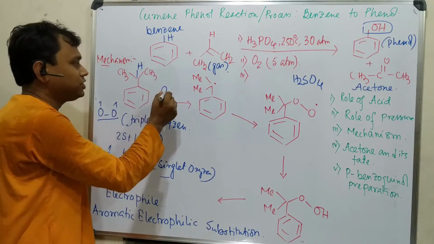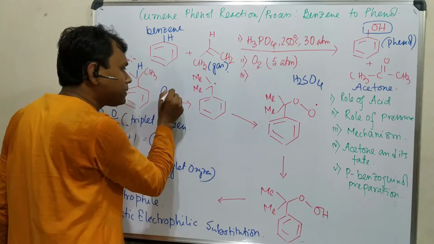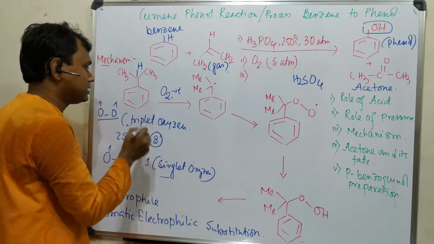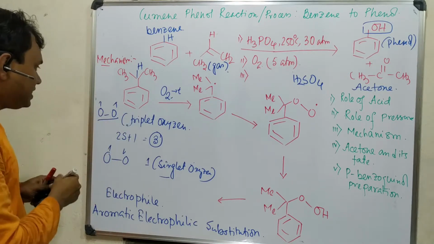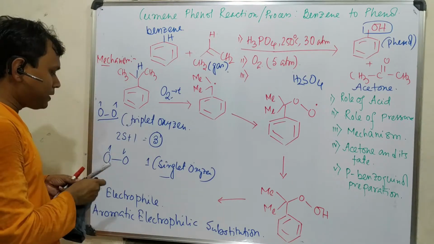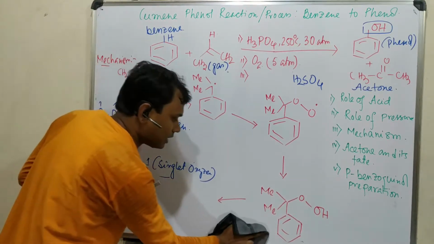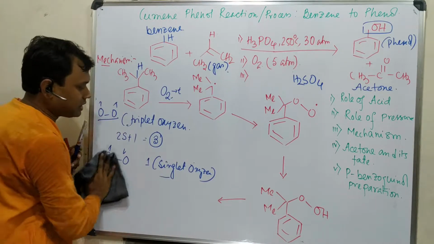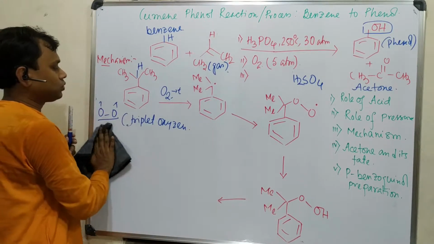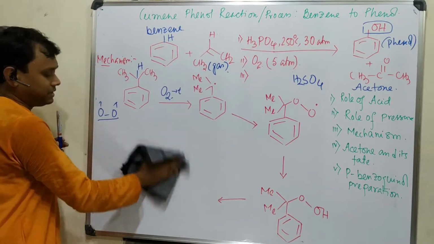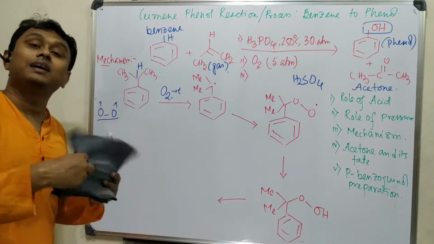What we are actually using is triplet oxygen. Since it has two unpaired electrons, it can act as a diradical. I repeat, since this oxygen has two unpaired electrons, it can act as a diradical, and that is the reason why this reaction occurs.